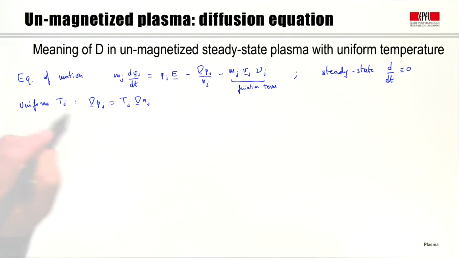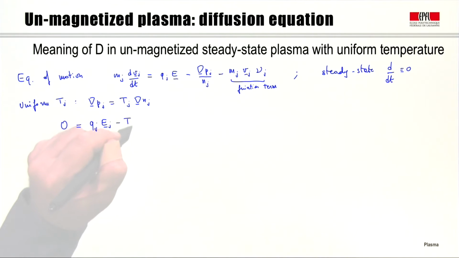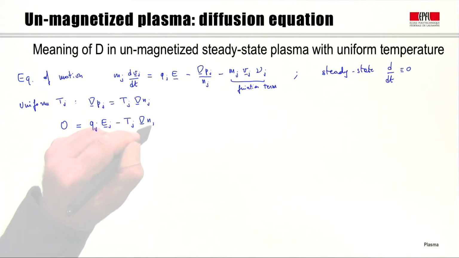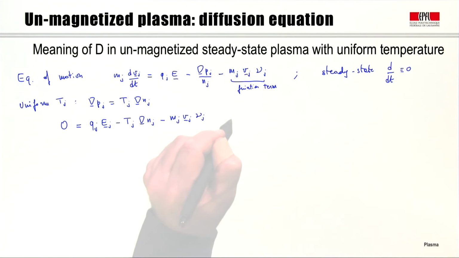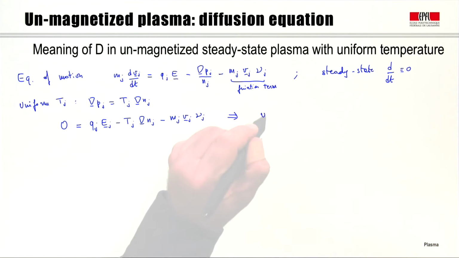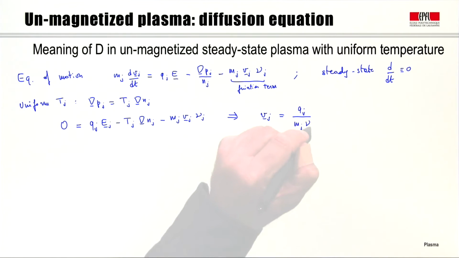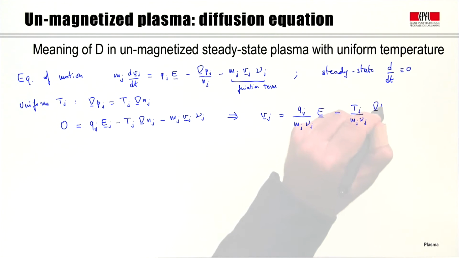So with these assumptions, I can evaluate my equation of motion. No time derivative, so that's 0 on the left, equals Qj Ej minus the pressure term simplified for uniform temperatures and the friction term. So that means that I can have a steady-state velocity field, Vj, that I can express with two terms. The first term proportional to the electric field, and the second term proportional to the gradient of the density.